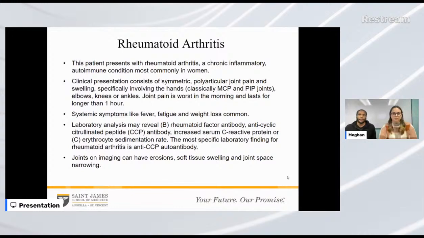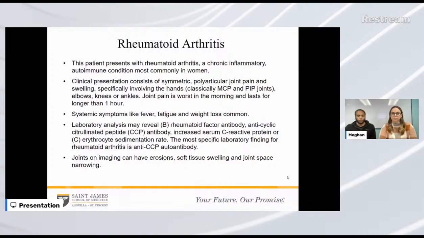You're going to have pain and swelling in the hands. Classically, you see involvement of the metacarpophalangeal and the proximal interphalangeal joints, as opposed to osteoarthritis, the classic age-induced arthritis that most of our grandparents probably have. And that's going to be the PIP and distal interphalangeal, so the joint just before the tip of your fingers. Also classically affected are elbows, knees, ankles, but really any joint in your body is possible.